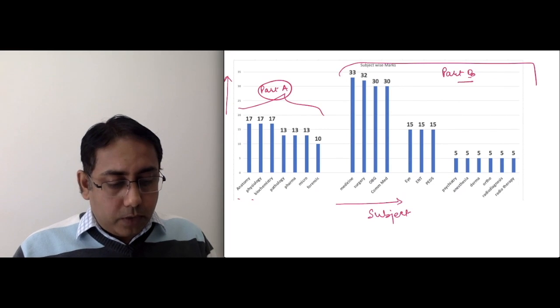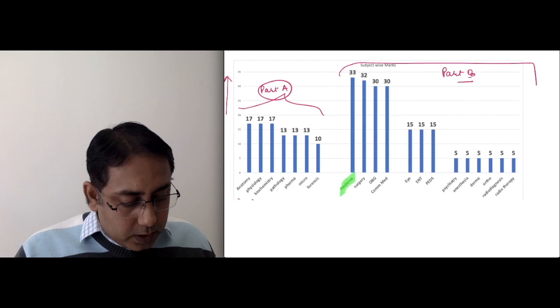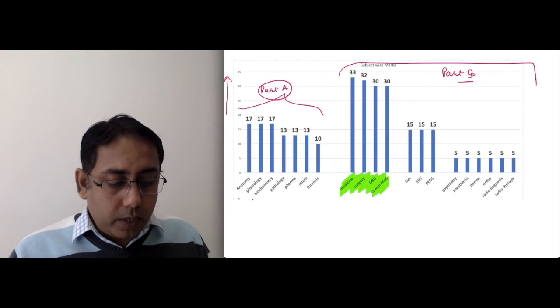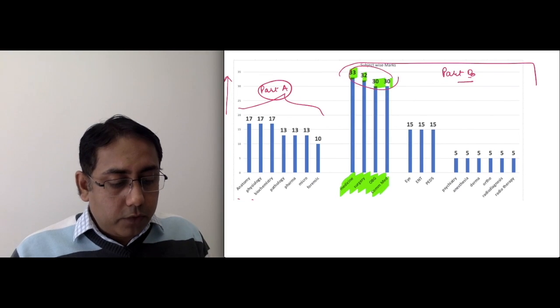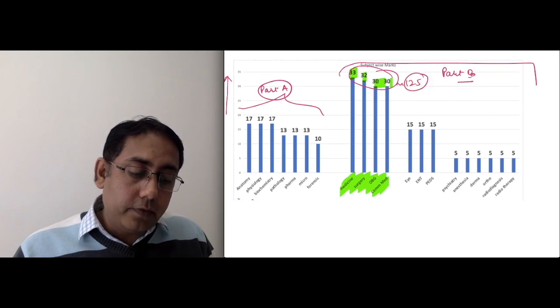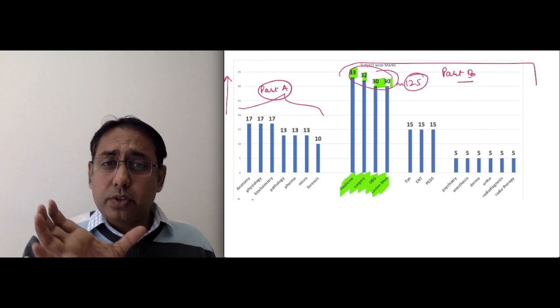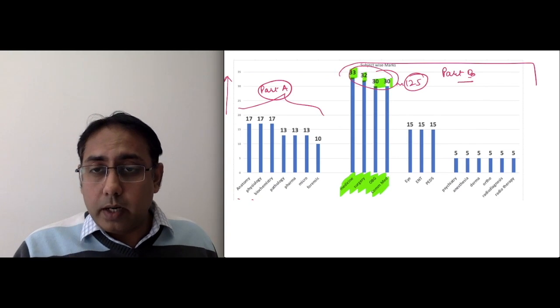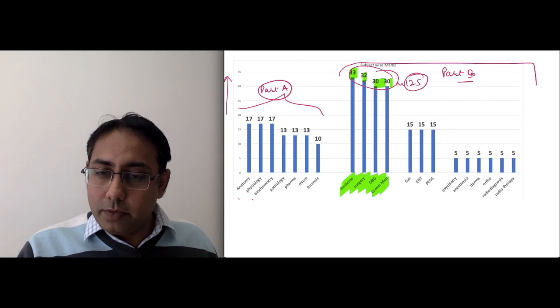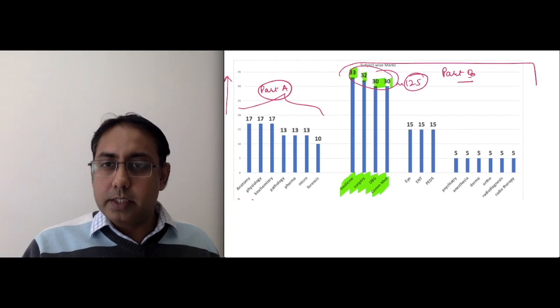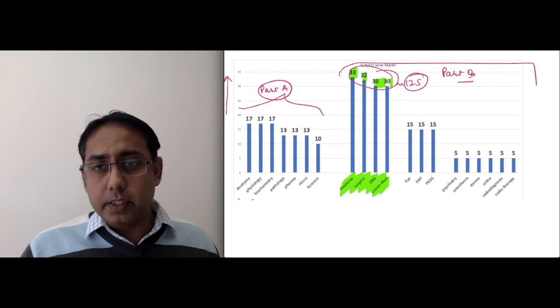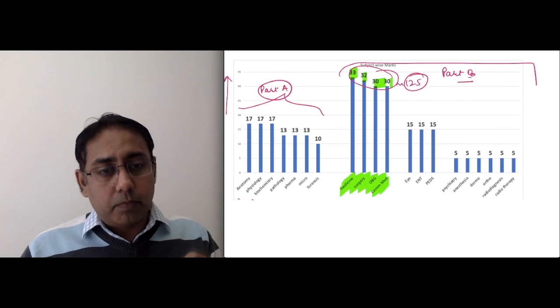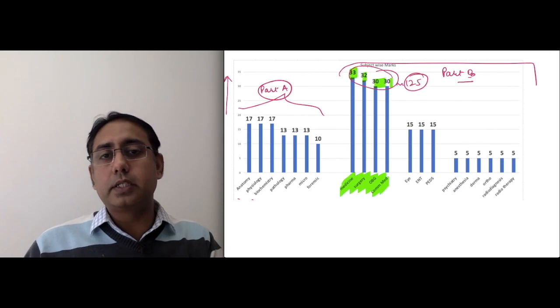Now if you understand this, just look at medicine, surgery, gynae, peds. Can you look at the numbers 30, 30, 30, 30? That gives you a total of approximately 125 MCQs. So trust me, out of 300 MCQs, 125 MCQs are only from 4 subjects: medicine, surgery, gynae and peds. Medicine, surgery, gynae and community medicine. So why would someone leave these subjects and go for the exam?